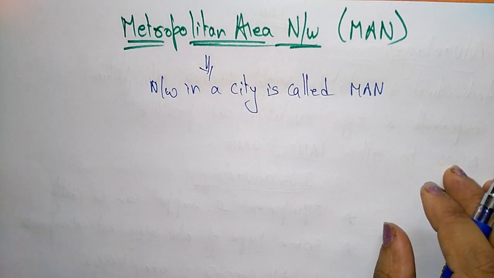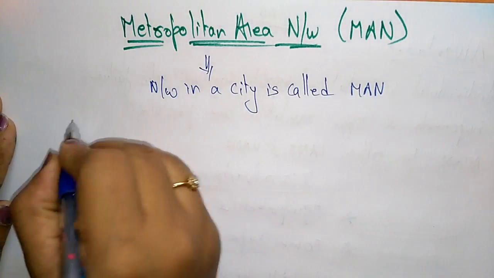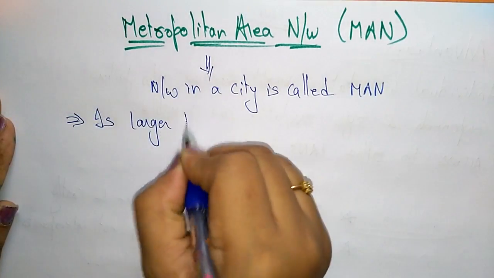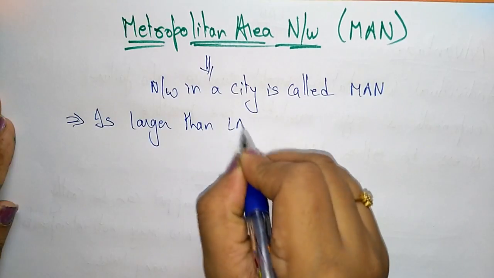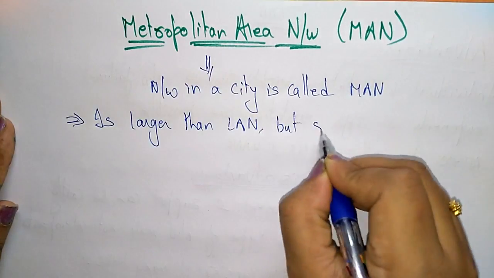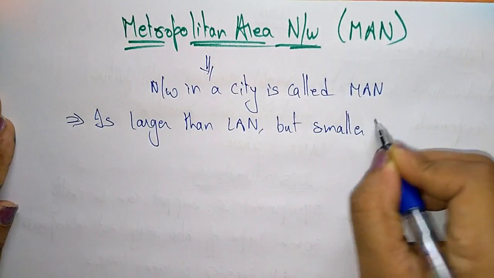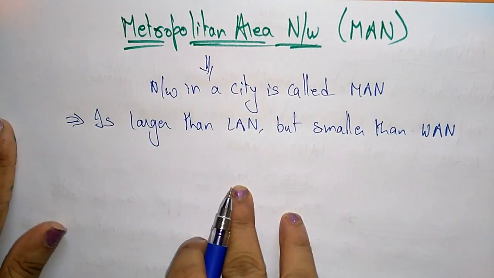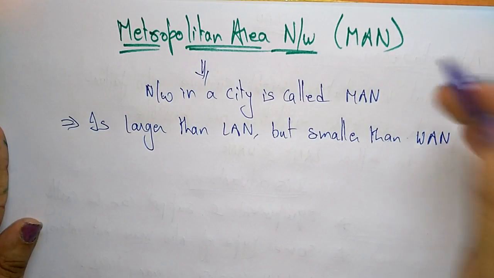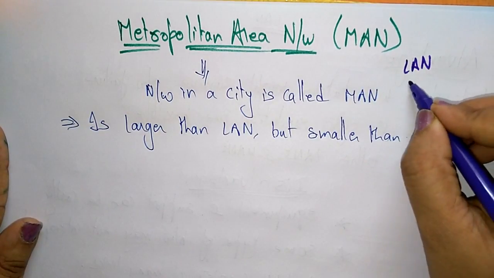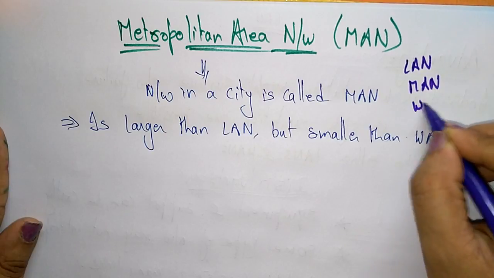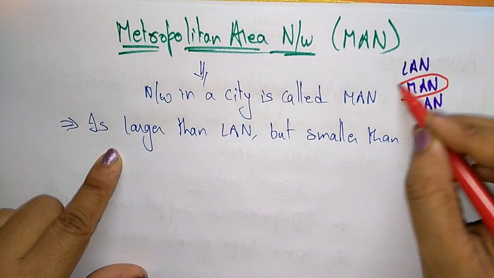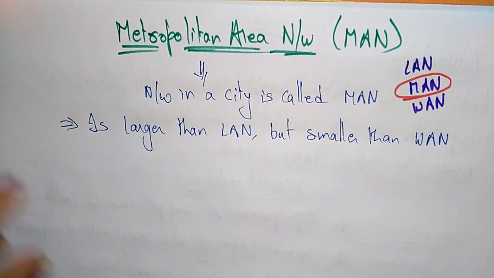It is larger than a LAN. A MAN is larger than a LAN but smaller than a WAN, the wide area network. So it is present in between. First the LAN, next the MAN, after that the WAN. So it is larger than a LAN and smaller than a WAN.